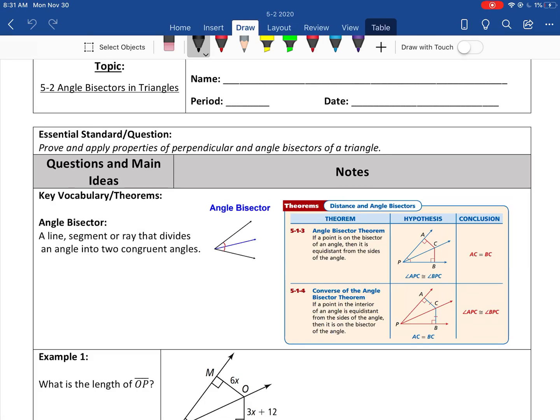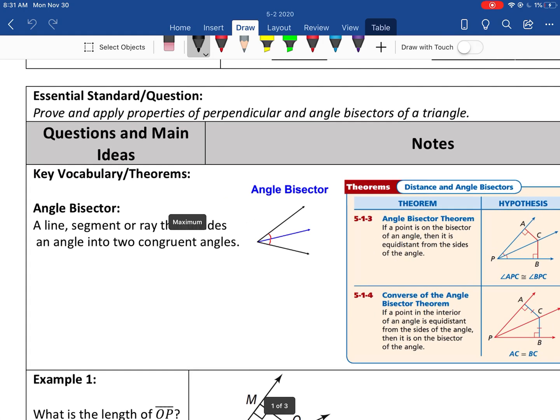All right, so today what we're going to do is angle bisectors within a triangle. If you remember back to 5-1, 5-1 was perpendicular bisectors, and we had perpendicular bisectors meeting at the circumcenter, okay? So today we're going to be talking about angle bisectors and where they meet.